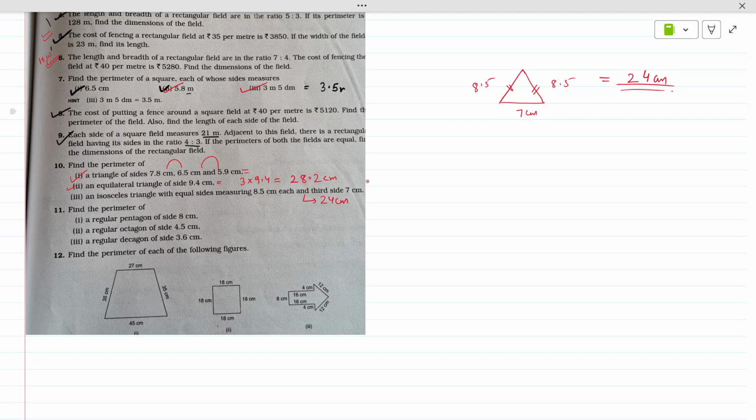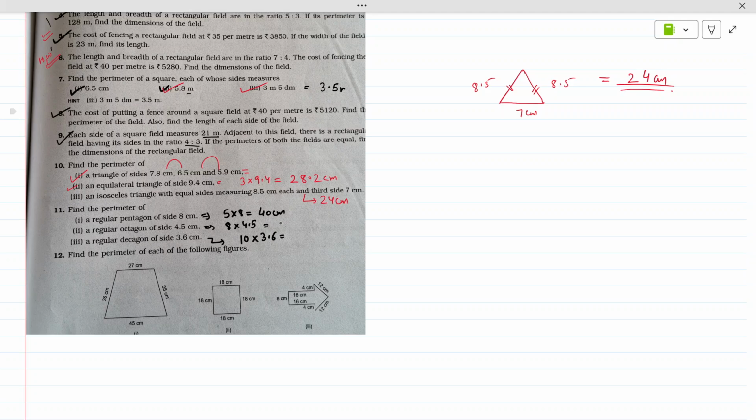Okay, done. Next, find the perimeter of a regular pentagon. So kids, we know pentagon has 5 sides and they are equal. So 5 multiplied by 8 is going to give us the perimeter, 40 centimeters. Octagon has 8 sides. 8 multiplied by 4.5, and the last one is decagon, that is 10 multiplied by 3.6.